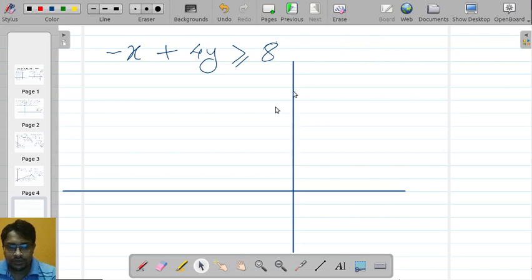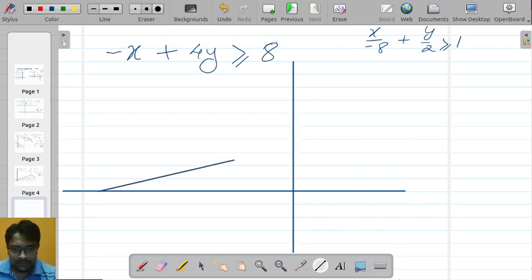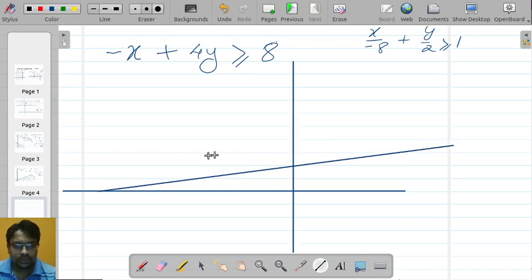Because the inequation here is x divided by minus 8 plus y divided by 2 is greater than or equal to 1. So minus 8 may be somewhere here, and 2 is somewhere here. So let us plot this line. So this is the line minus x plus 4y equal to 8.